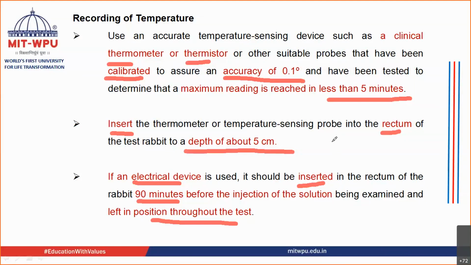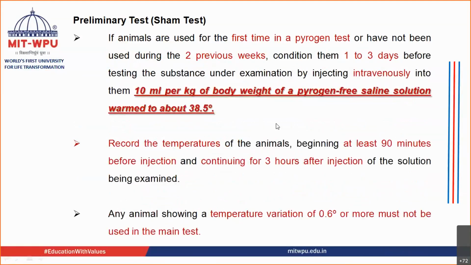Going ahead, this was about how you are going to record the temperature. Now let us see the actual procedure, how you carry it out. The procedure is divided into two parts: the preliminary test and the main test. The preliminary test is also known as the sham test. This test is carried out if you are using the animal for the first time for the pyrogen test. If you are repeating the same animal many times, using it after every 48 hours, and this animal you have already used for pyrogen test, then there is no need to go for the sham test.